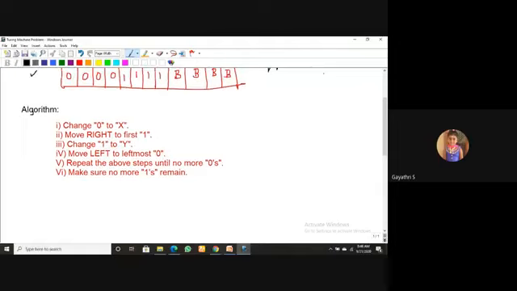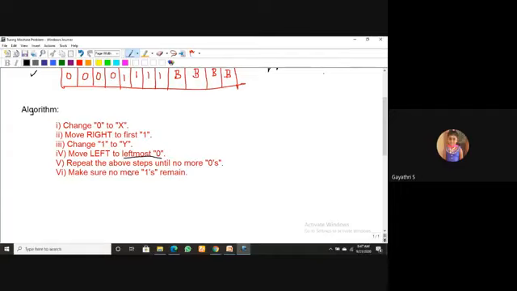Next, coming to the direction, move left. Once you have reached 1 and replaced it by y, the direction is left. You should move left until you reach 0. So move left to the leftmost 0. That is the very important thing, leftmost 0. Repeat the above steps until no more zeros, that means all zeros are replaced by x. That is actually your goal.